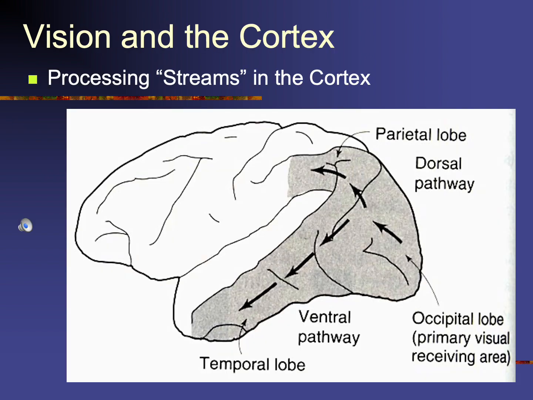Now we're going to go back to the concept of streams of processing in vision, and we're going to turn our attention to the ventral pathway in the temporal lobe. Again, the ventral pathway is designed to process what things are, and so it either stores memories about visual forms and what they are, or it gives you access to information about that.